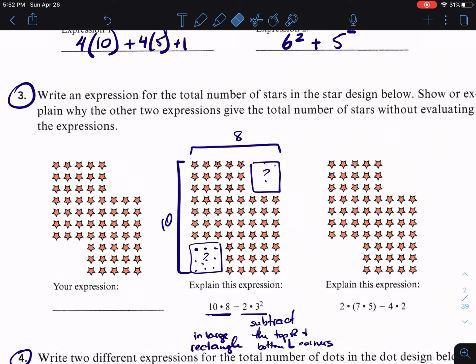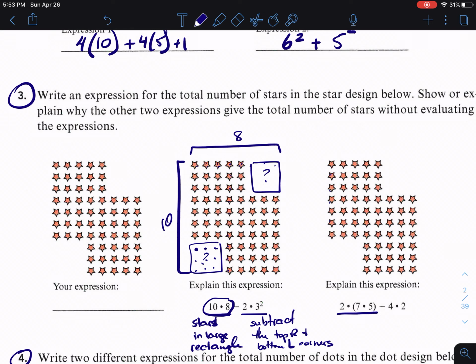And this isn't really dots, this is stars. Stars. All right, so that makes sense. So this is the big rectangle, and we're taking away the top left, the top right and the bottom left corners. How about this situation?